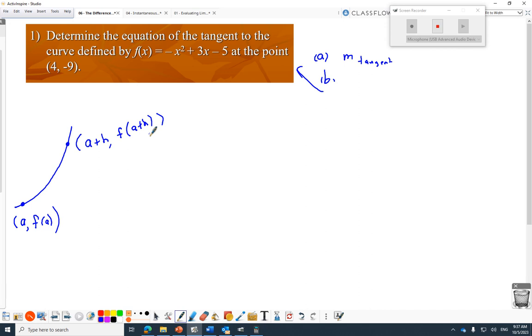Here's what you'll write. You'll write down your new best friend: m tangent equals limit as h approaches 0 of f at A plus h minus f at A all over h.